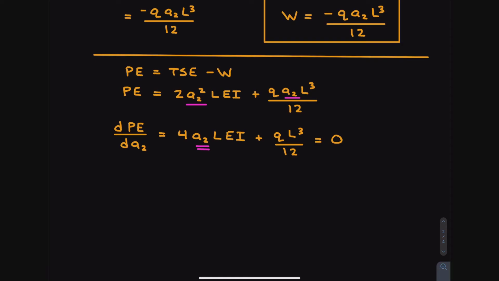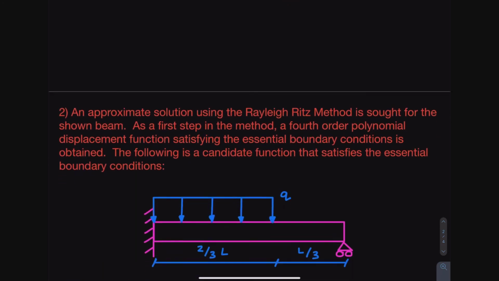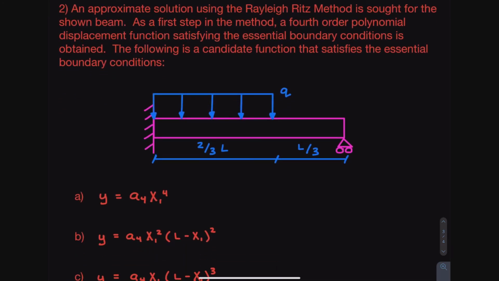We'll jump on over to question number 3, which is right here. This is question 3 on E-class, but I labeled it as question number 2 because, I don't know, maybe I just like to trick you a little bit. Question 3 says an approximate solution using the Rayleigh-Ritz method is sought for the shown beam. As a first step in the method, a fourth-order polynomial displacement function satisfying the essential boundary conditions is obtained. The following is a candidate function that satisfies the essential boundary conditions.